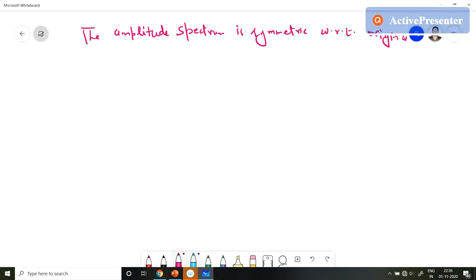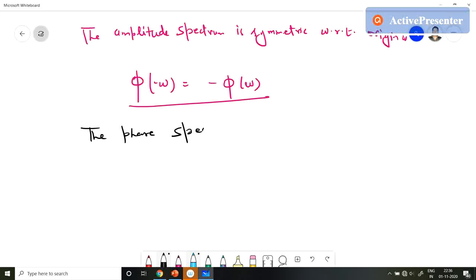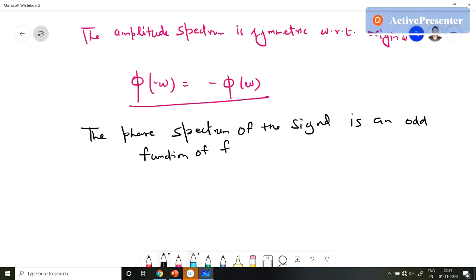The second condition is that phi(minus omega) is minus of phi(omega). So the very important conclusion is that the phase spectrum of the signal is an odd function of frequency. So we can see that phi(minus omega) is equal to minus phi(omega), that is odd.